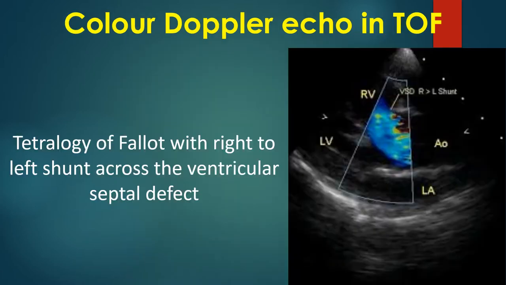Color Doppler echo in TOF. The blue color is the flow of blood from right ventricle across the ventricular septal defect into the overriding aorta. This causes desaturation of aortic blood and cyanosis in tetralogy of Fallot. The blood from the right ventricle preferentially enters the aorta, which is overriding the ventricular septal defect, because right ventricular outflow tract is narrowed in tetralogy of Fallot as a result of infundibular pulmonary stenosis.